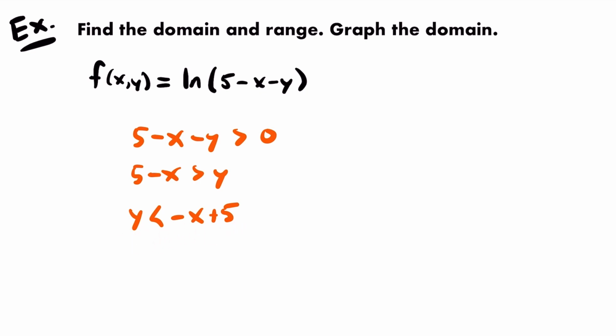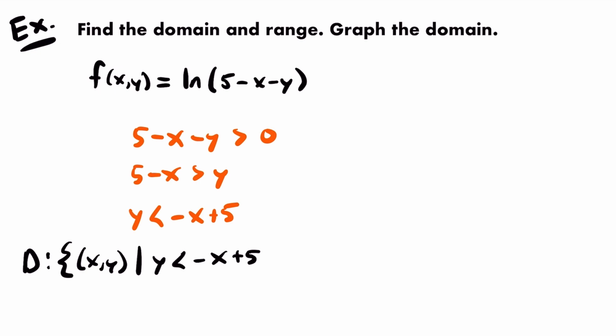For now, let's just finalize our domain. The domain for this multivariable function is the set of all x and y values such that y is less than negative x plus 5. That is the only restriction on this function. We just have to make sure our input values are greater than 0 for that natural log function, which translates to this restriction right here. Okay, so that's the domain.